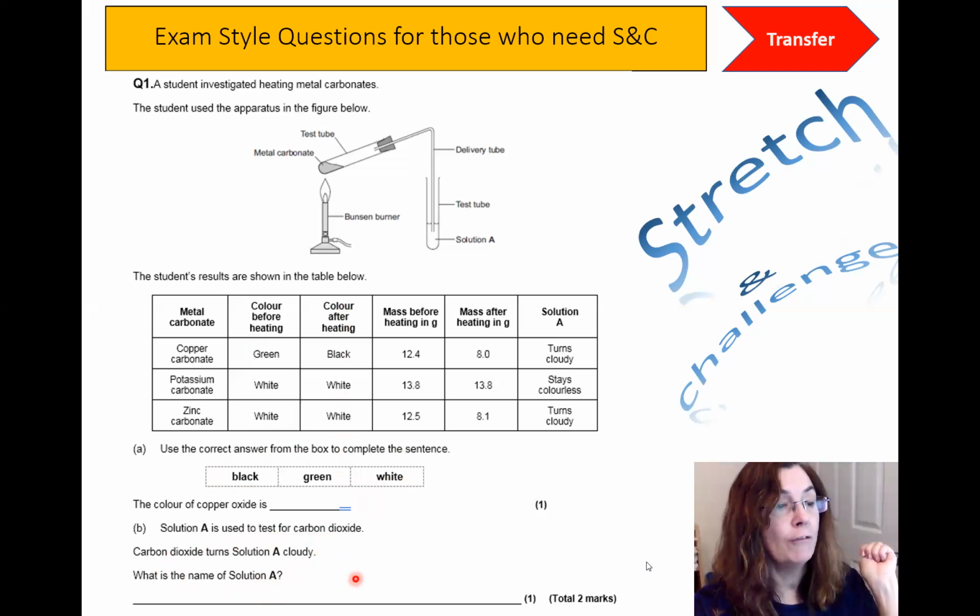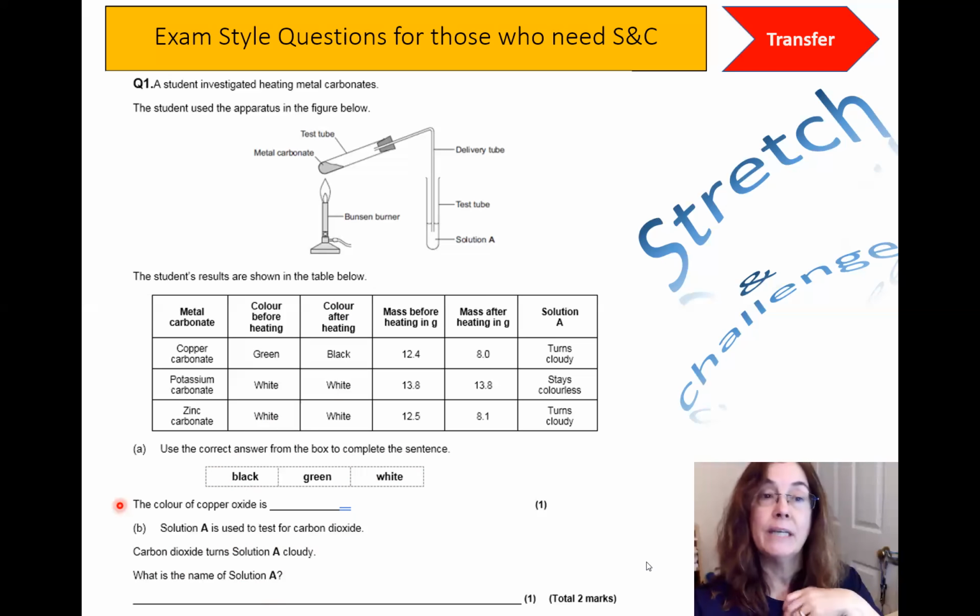The name of solution A. Now it's not in here. You have to remember what it is. So can you remember? You need to write that in. Okay. Off you go.